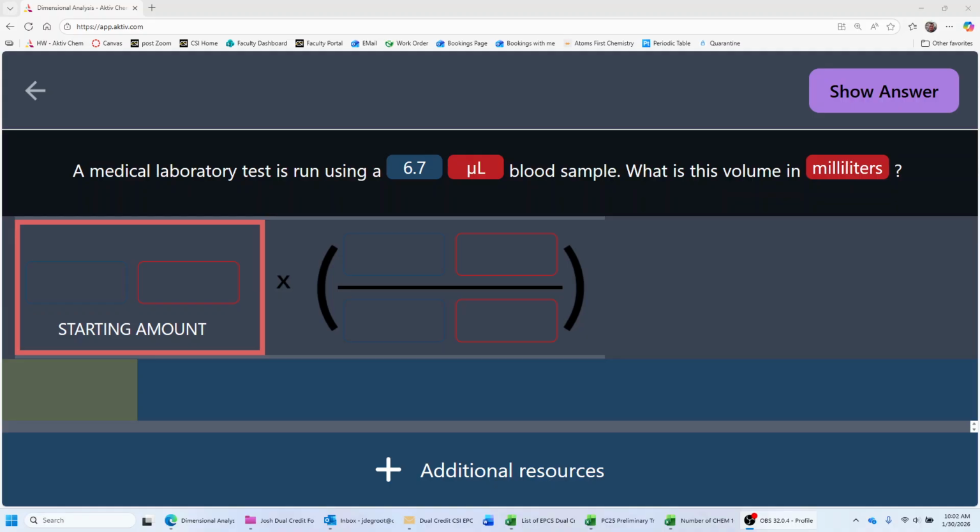Your number and unit might be a little bit different, but for mine, it's showing medical lab test. You have a 6.7 microliter blood sample. What is the volume in milliliters? So I'm going to show two different ways of going about solving this. I'm not going to get you the answer exactly, but I'm just going to help with the setup.